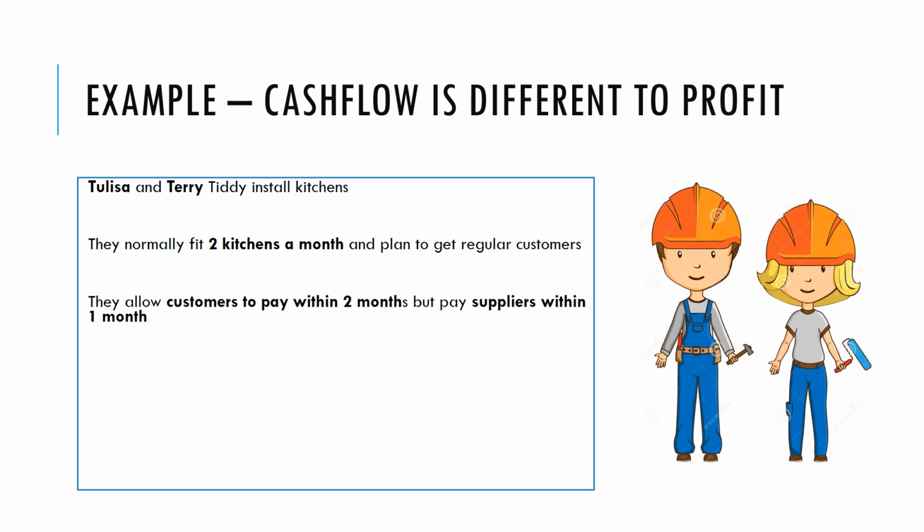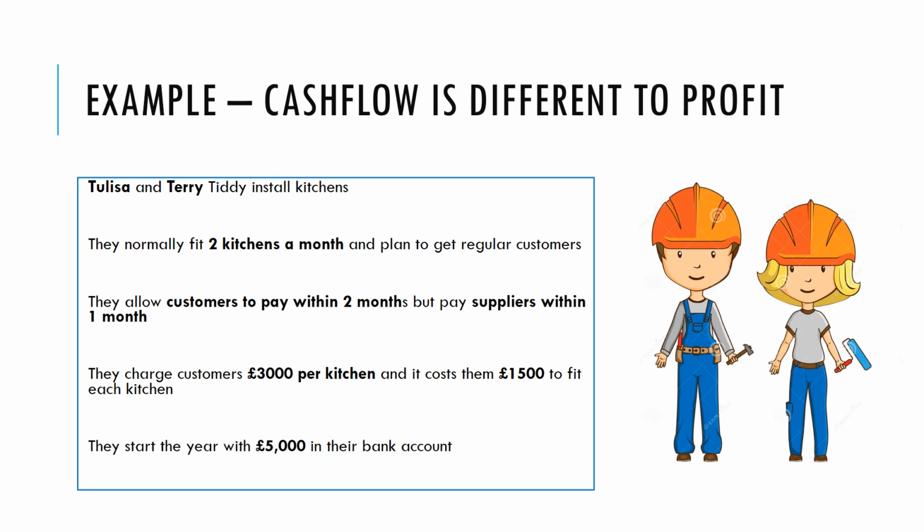throughout the year. Now, they allow their customers to pay within 2 months of doing the work, because they found that customers like that. They like to have the work done, and then they pay a bit later. Their suppliers, the people they buy the kitchen units from, allow them to pay them the cash 1 month after they fitted the kitchen. They charge the customers £3,000, that's the price they charge the customers for doing a kitchen, and it costs them £1,500 to fit each kitchen.